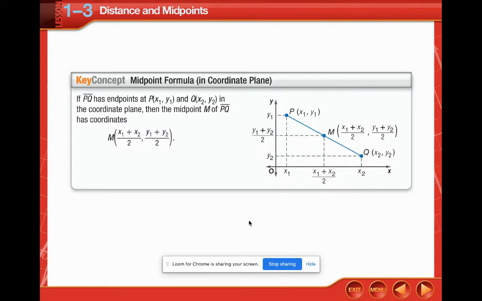All right, midpoint formula in a coordinate plane. This is super important for you to know, like the whole graphing situation. So hopefully you paid attention in the graphing lesson, and then you would be able to do this much more easily. If PQ has endpoints at P (x1, y1) and Q (x2, y2) in the coordinate plane, then the midpoint M of PQ has coordinates (x1 plus x2 over 2, y1 plus y2 over 2).